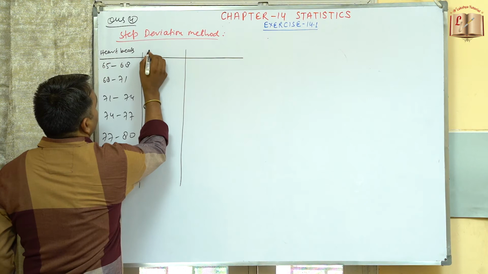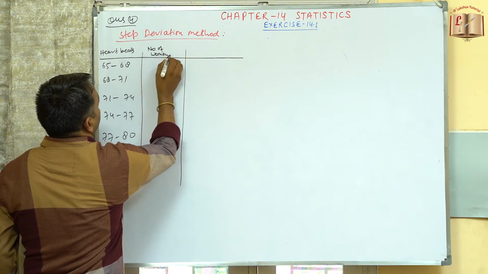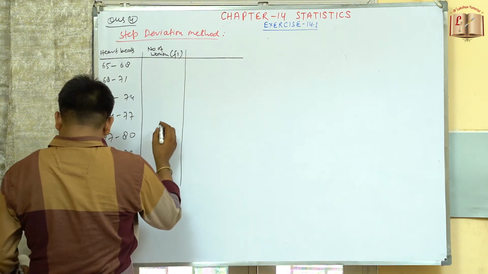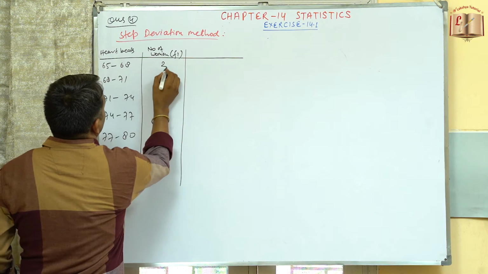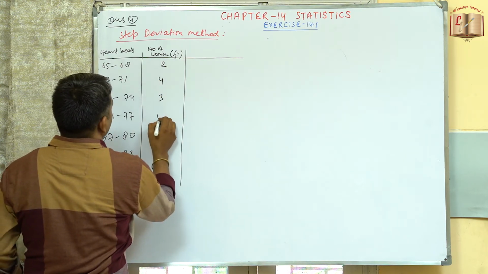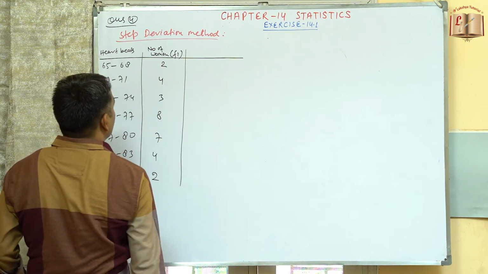So number of women is given to us. So this is Fi, number of women is Fi. So this is given, we will note this. So this is 2, for this is 4, then this is 3, 8, 7, 4 and 2.